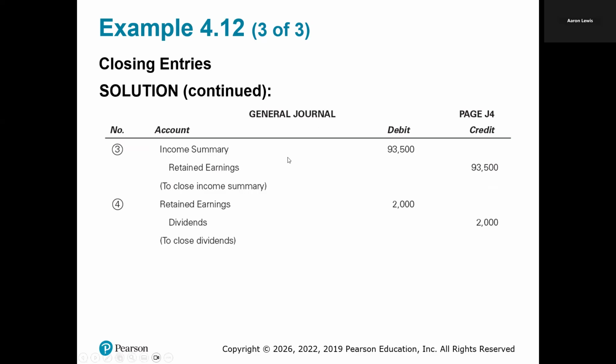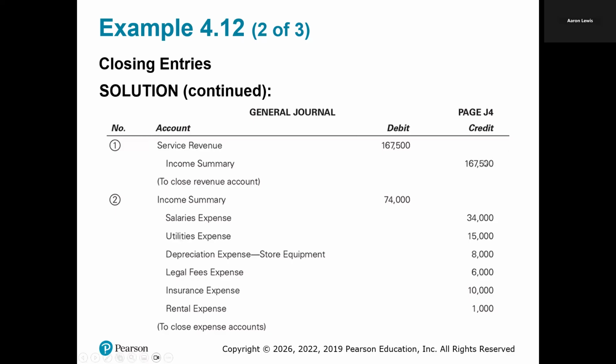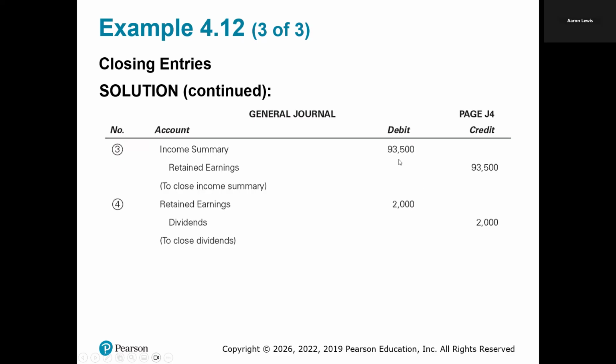We need to close that income summary, if you will, to our retained earnings. And since after these first two entries, income summary would have a credit balance, we need to debit it for whatever its balance would be, that $93,500, to reduce that to zero. And the credit would go to, in this case, retained earnings. So if your company was profitable during the period, this is what the entry to close income summary to retained earnings is always going to look like. A debit to income summary for whatever its balance is after the first two entries, which should always be the same as your net income on your income statement, and a credit to retained earnings.